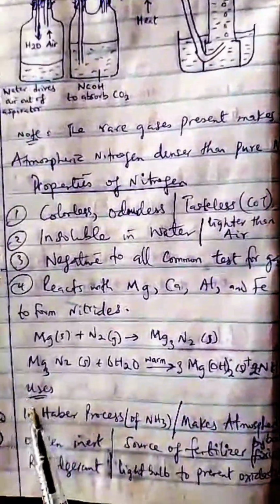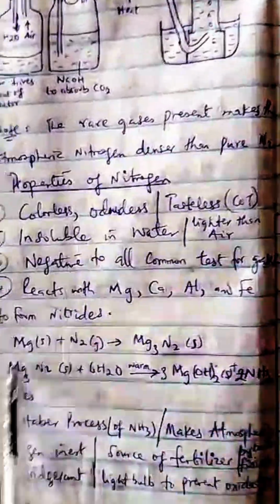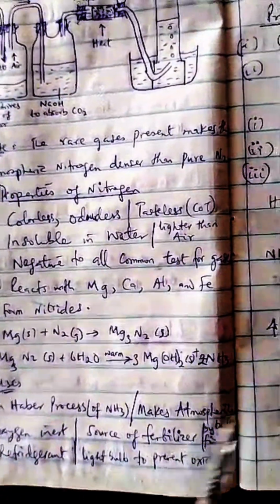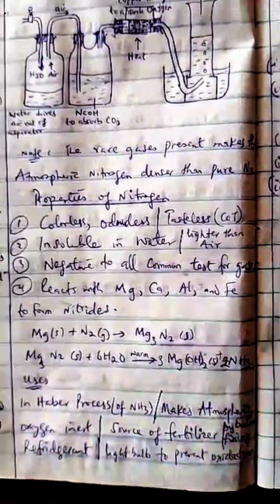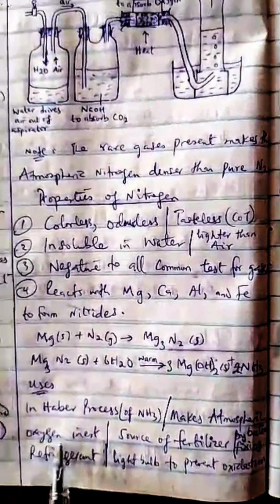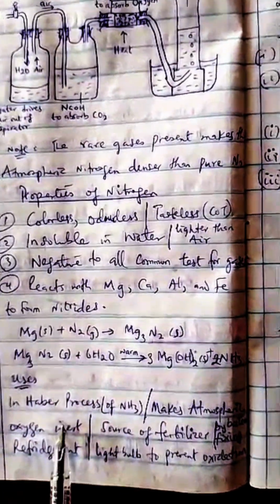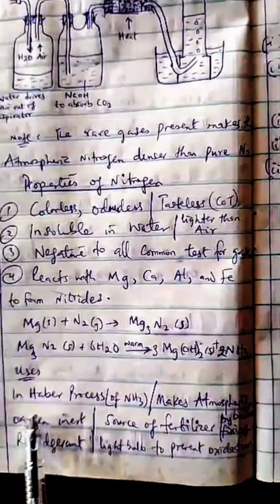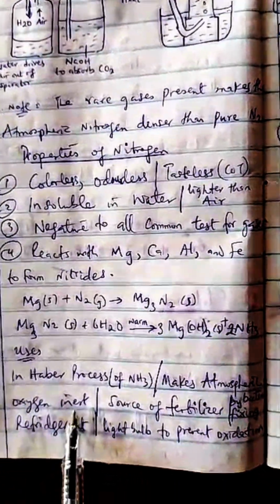Alright, so uses of nitrogen. Nitrogen, of course, is used in the Haber process, that's the production of ammonia. Nitrogen also makes atmospheric oxygen inert, because nitrogen is negative to all common tests for gases.